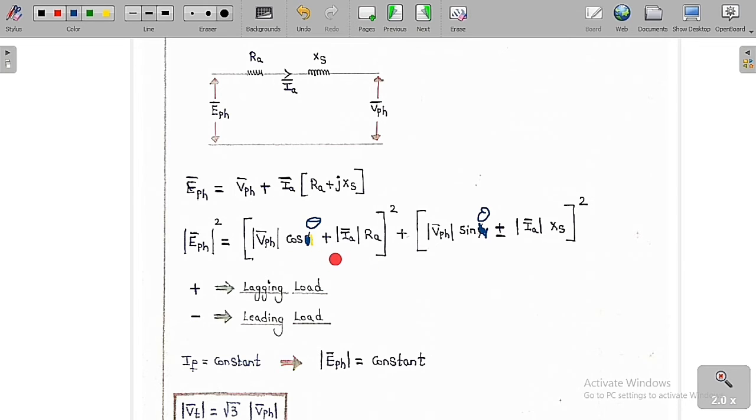Here the plus sign is for the lagging load, and the minus is for the leading load. This is for the generator.